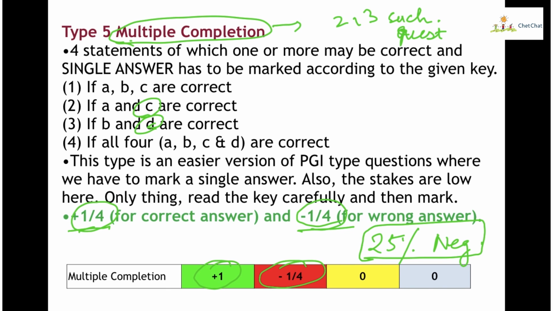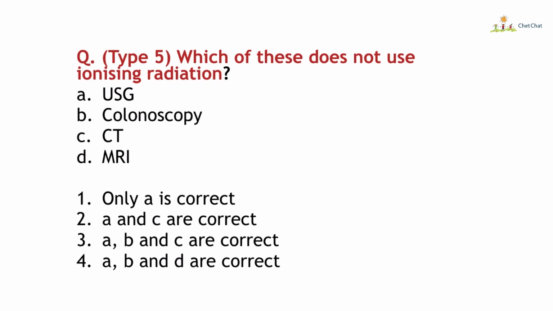Also, it is easier because if you know 1 or 2 options very well, you can eliminate those options. If you know that C is wrong, so this is eliminated, this is eliminated, and this is eliminated, you get this correct. So there are chances of using elimination in this question. Negative is less. You should try and go for these questions. This is an example. So which of these does not use ionizing radiation? The options are ultrasound, colonoscopy, CT, MRI.